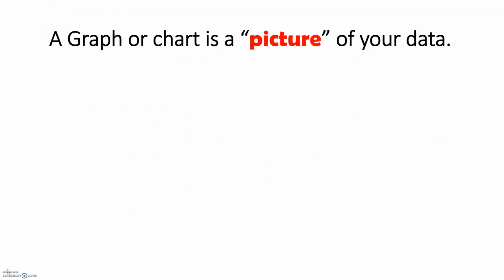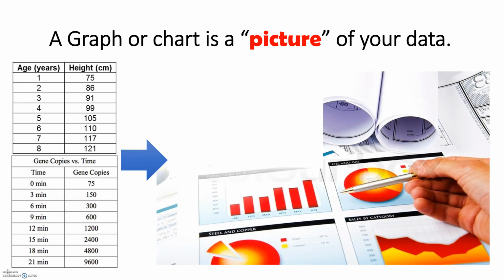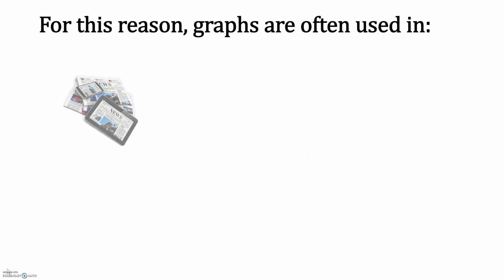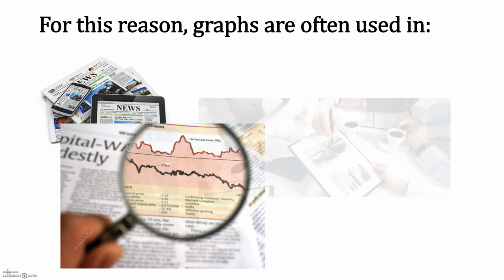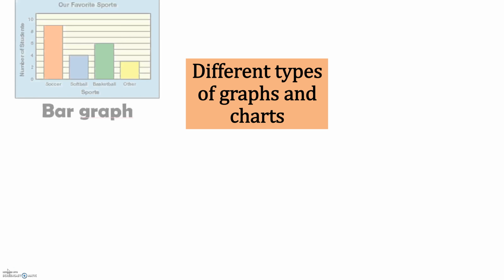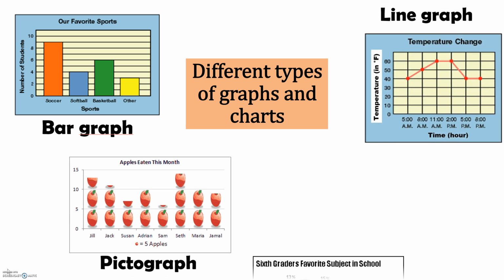Graphs and charts are ways scientists communicate information visually. In other words, a graph is a picture of your data. Scientists use graphs and charts to help people understand variables quickly. For this reason, and as you must have noticed, graphs are often used in newspapers, magazines, and businesses around the world. Here are 4 different types of graphs and charts: the bar chart, the pictograph, the line graph, and the pie chart.